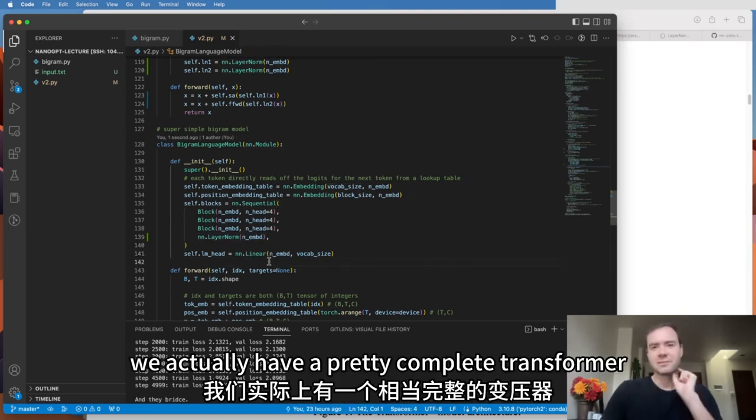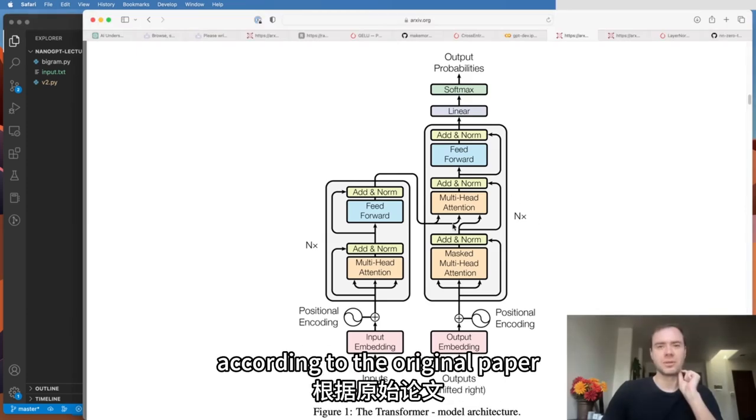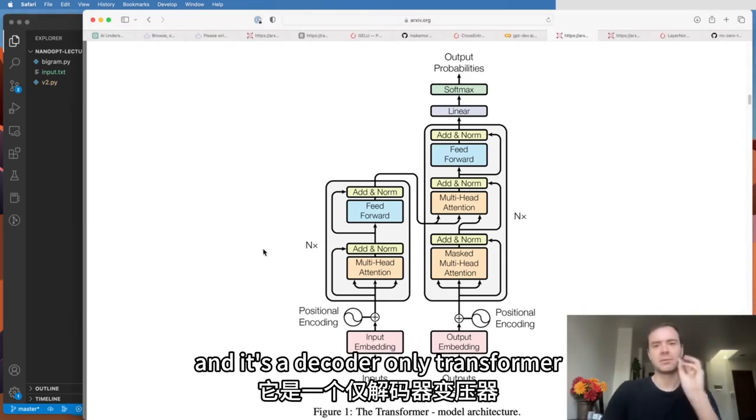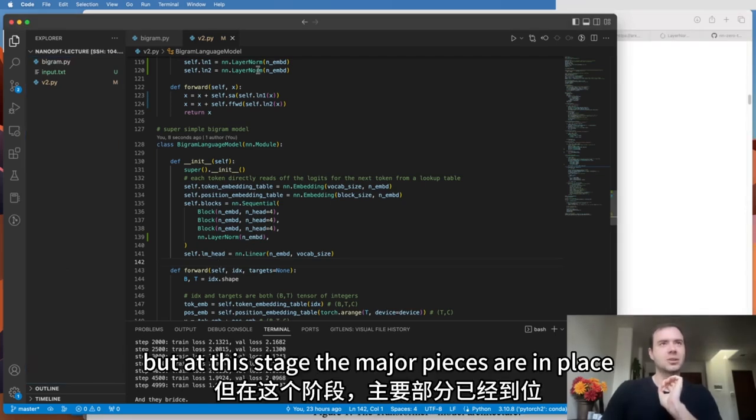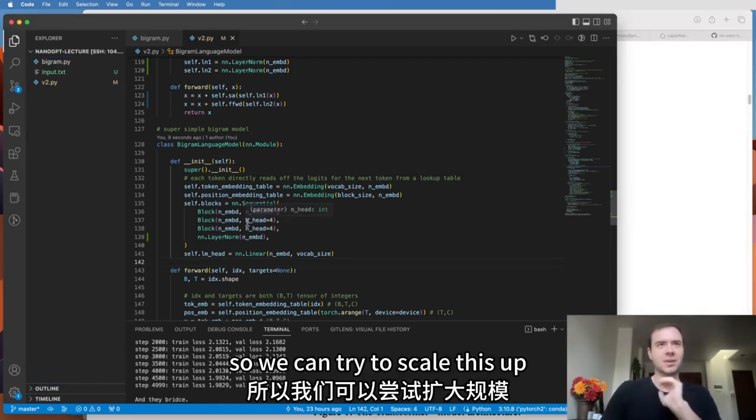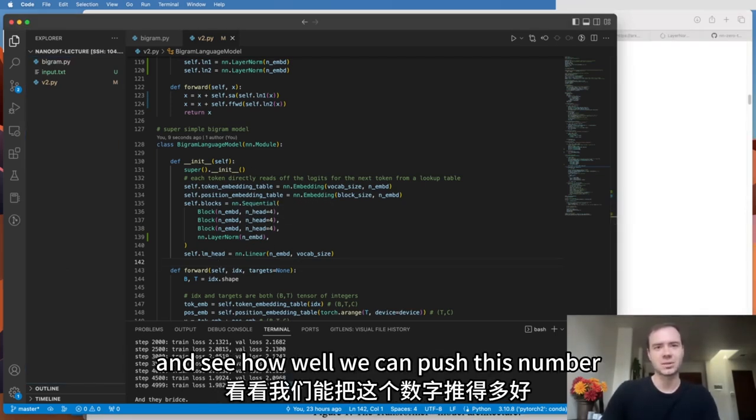So at this stage, we actually have a pretty complete transformer according to the original paper, and it's a decoder-only transformer. I'll talk about that in a second. But at this stage, the major pieces are in place, so we can try to scale this up and see how well we can push this number.